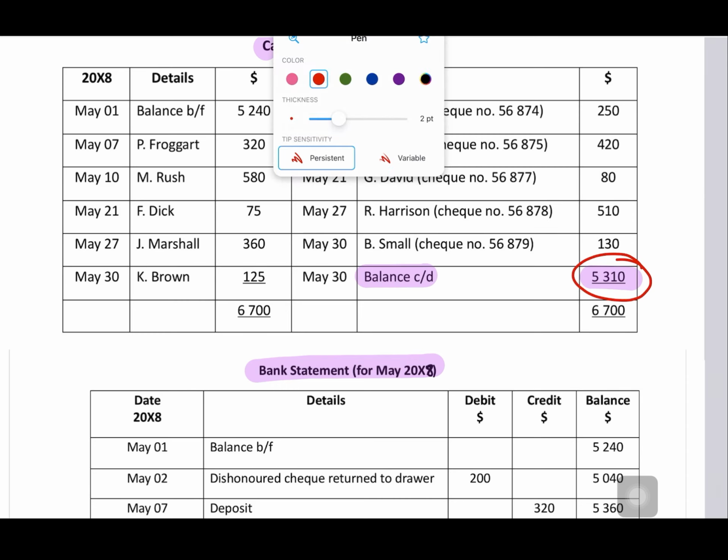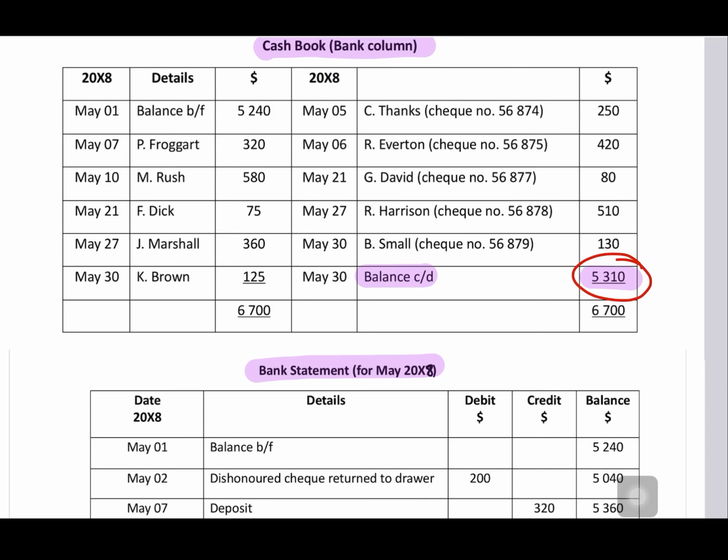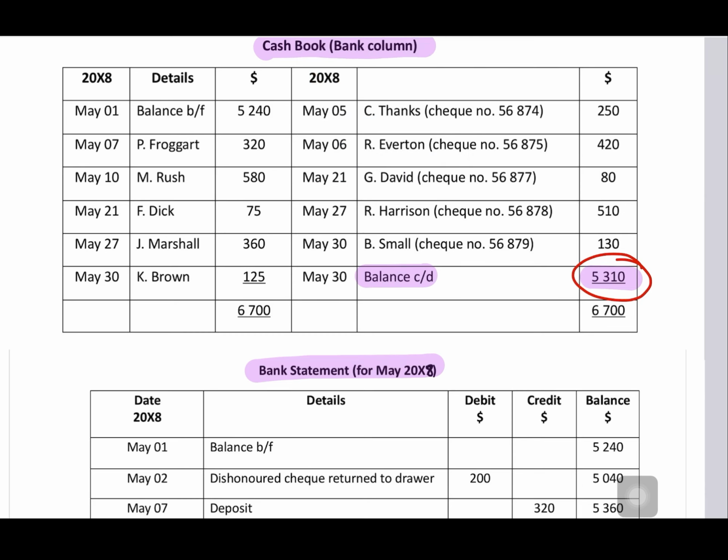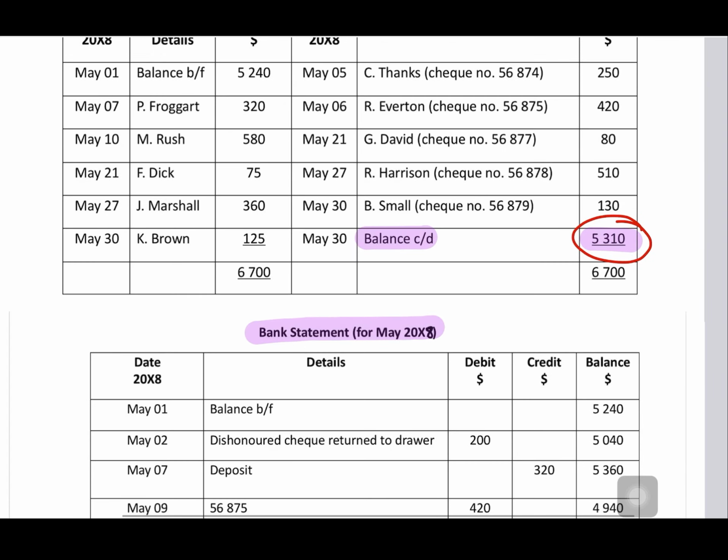So let's begin. Let's compare the debit side of the cash book with the credit side of the bank statement, right? Starting with the opening balance, the opening balance was 5240, and I can see the balance brought forward 5240. This is the same, so we just have to cancel this. The entries that are there in both the statements, just cancel them as they don't require any adjustment. And we have to highlight the ones that are not present in either statement, right?